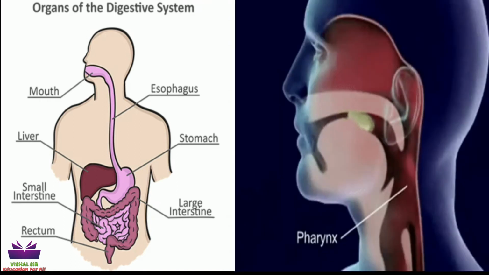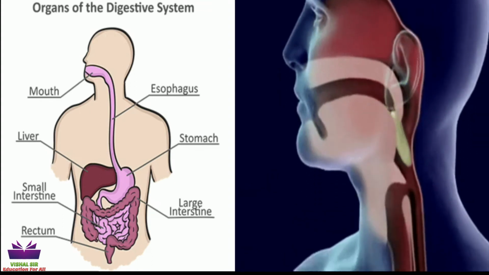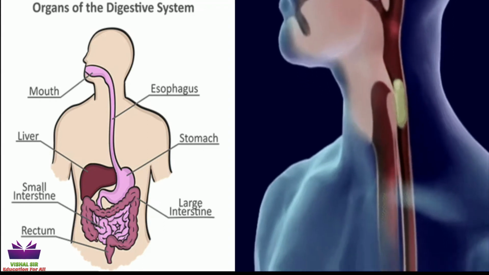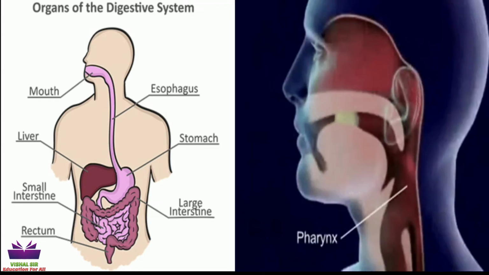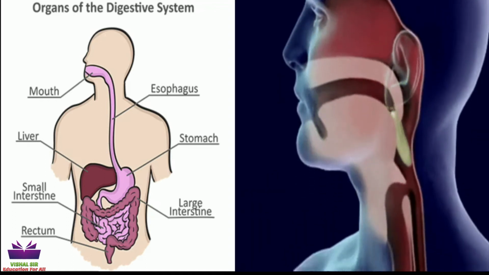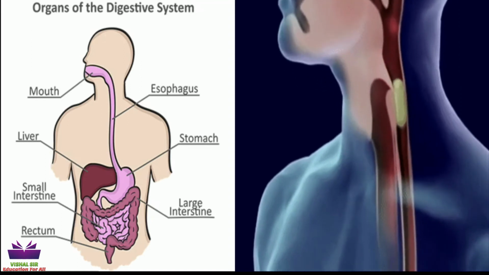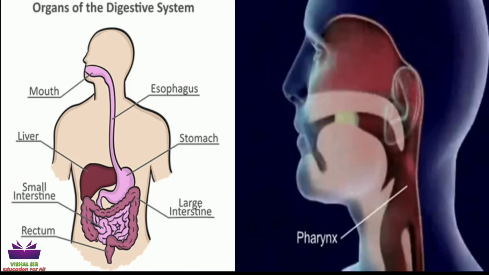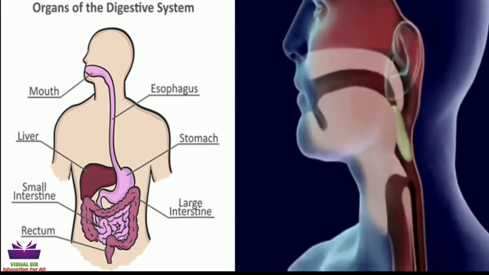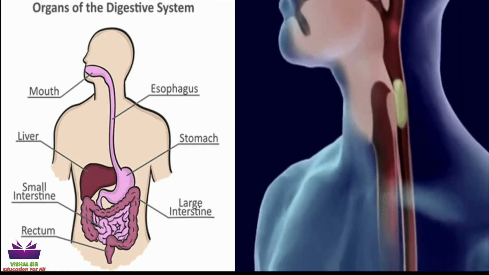The next organ of the digestive system is the pharynx. It is also called the throat. Your pharynx is a part of the digestive tract that gets the food from your mouth. Branching off from the pharynx are the esophagus, which carries food into your stomach, and your trachea or windpipe, which carries air to your lungs.